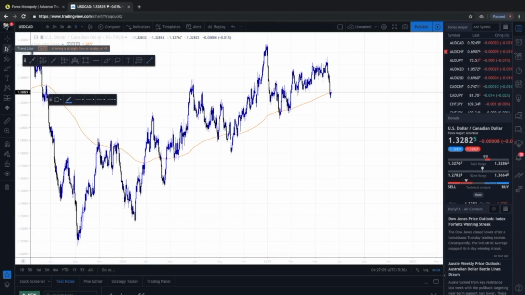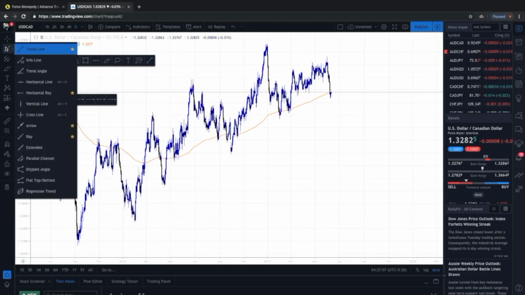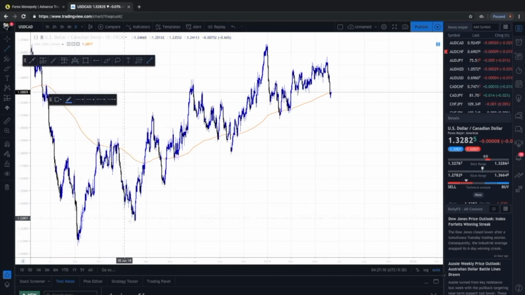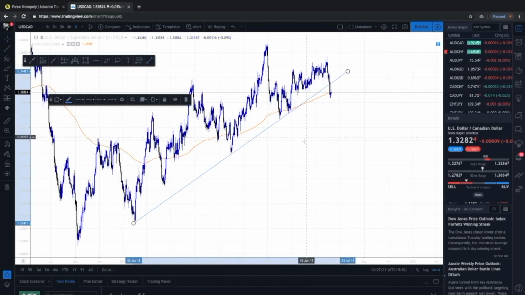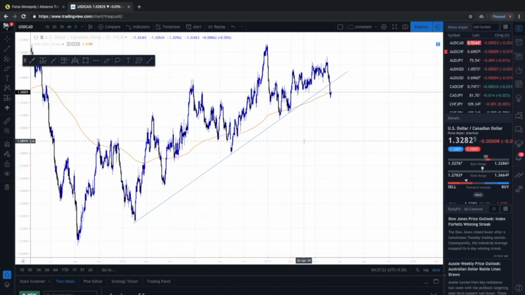So I selected the trend line option from here. I'm connecting the swing lows. So this is how you draw a trend line for an uptrending market.